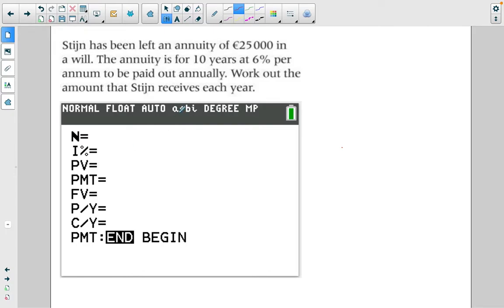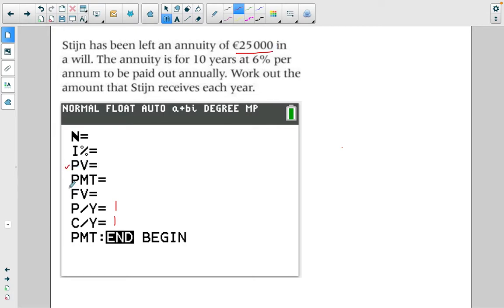She has been left an annuity of 25,000 in a will. So she's starting with this amount. The annuity is for 10 years at 6% per annum to be paid out annually. Work out the amount that the student receives each year. So these stay the same as we mentioned. We have an annuity, so this is in the present. It's not an amount they're aiming for, it's an amount they have already.